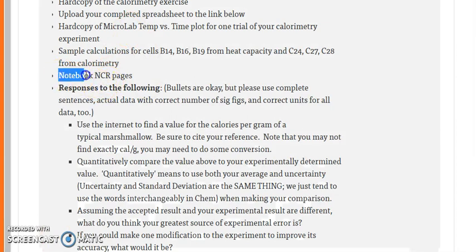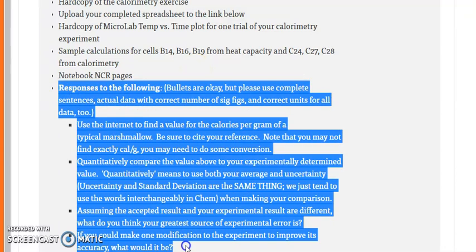Okay, finally, you'll have to tear out the carbon copy pages from your notebook and attach those to your lab report. And then you also need to type up answers to these questions, which I will send out in an email. If you have any questions, let me know.